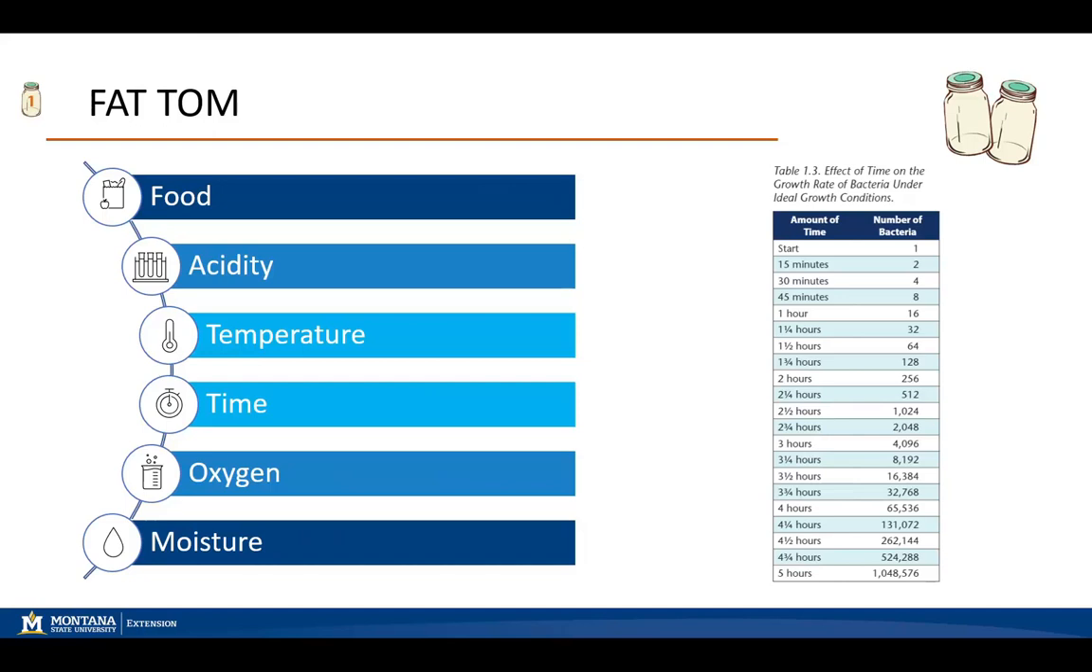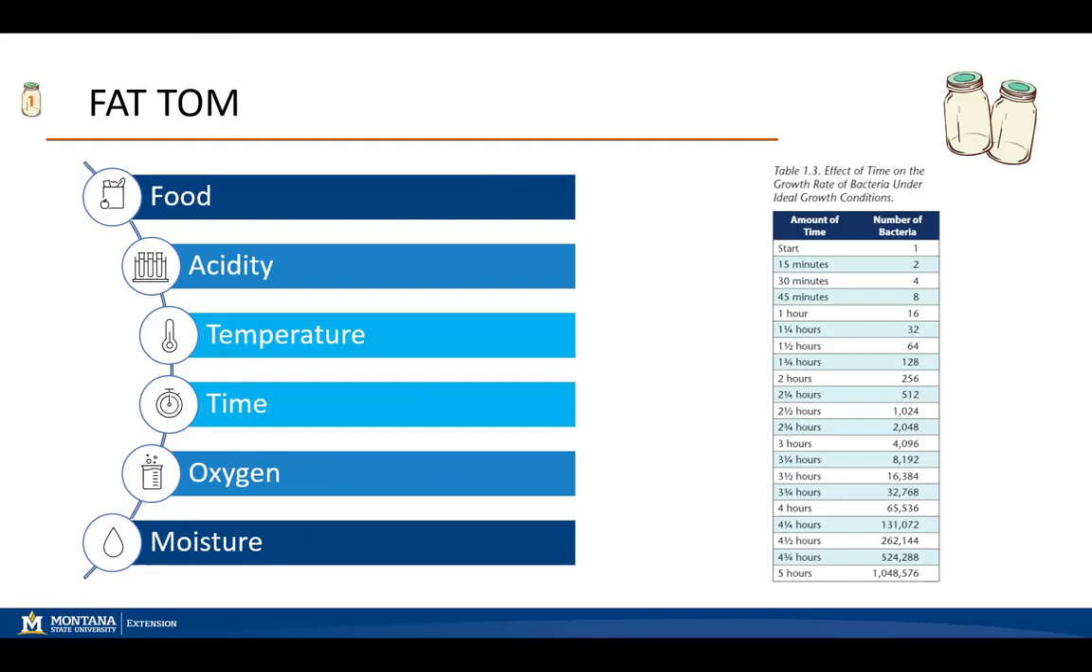Time and temperature. These are the two factors that we have control over. We are able to heat or cool foods to specific temperatures to limit or stop the growth of bacteria. Bacteria can increase quickly. Only a few bacteria can double every 10 minutes in optimal conditions. The chart to the right shows the effect of time on bacteria growth.